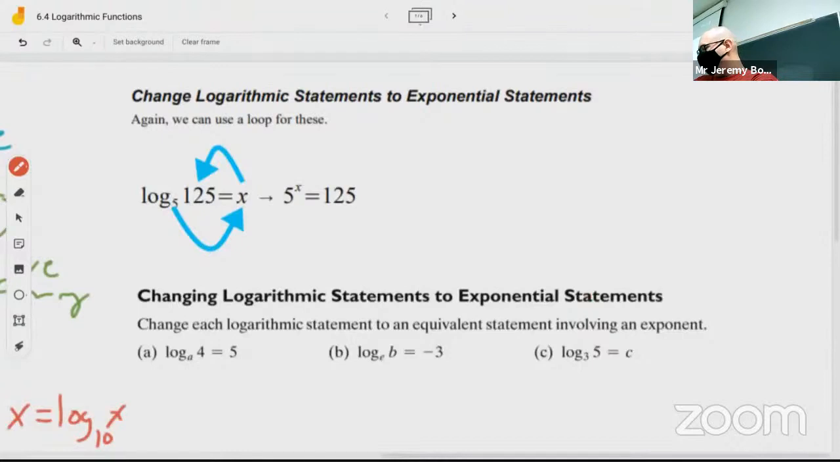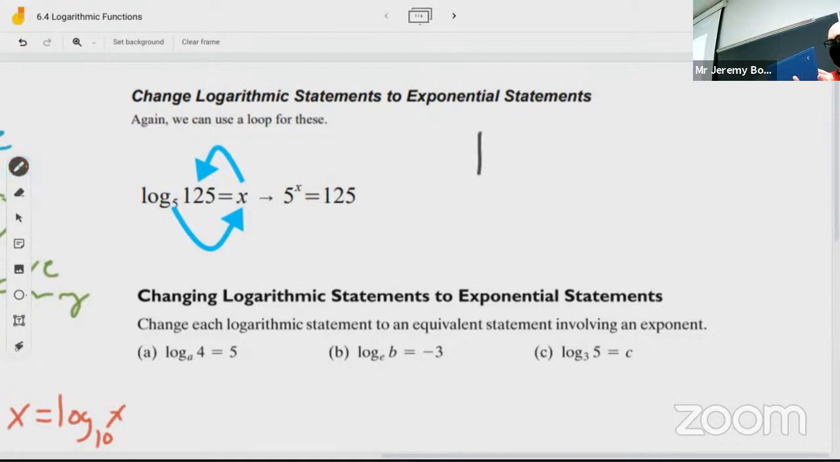All right, so let's figure out how to go the other way. If you have log base 5 of 125 is equal to x, you basically do the same little circle thing. Your base is going to be 5 here. It's going to be 5 raised to that power. So 5 raised to the x power is equal to 125.